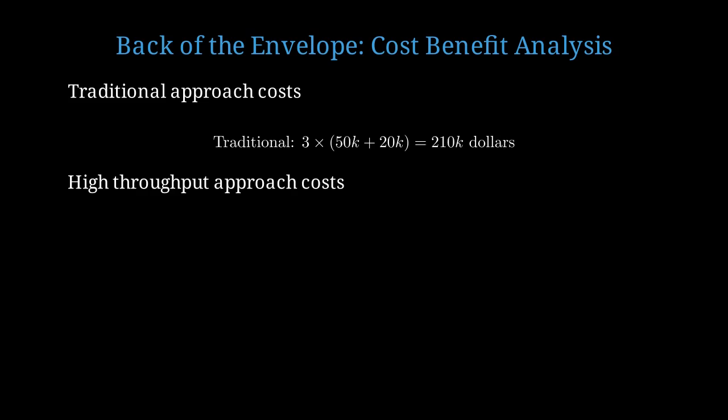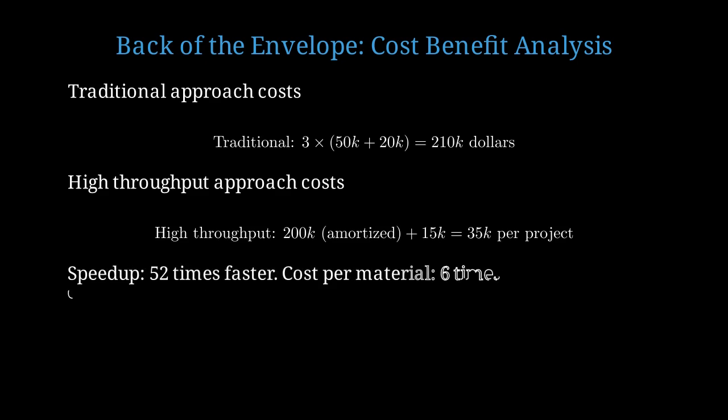High-throughput approach. Robotic platform costs $200,000 as capital equipment, but it's reusable. Running cost for 3 weeks is about $15,000 in materials and student time. If we amortize the $200,000 platform over 10 projects, that's $20,000 per project, plus $15,000 running costs equals $35,000 per project. We achieve a 52 times speed up, and the cost per material discovered drops by a factor of 6. Plus, we explore the space more thoroughly, increasing the chances of finding the truly optimal material.